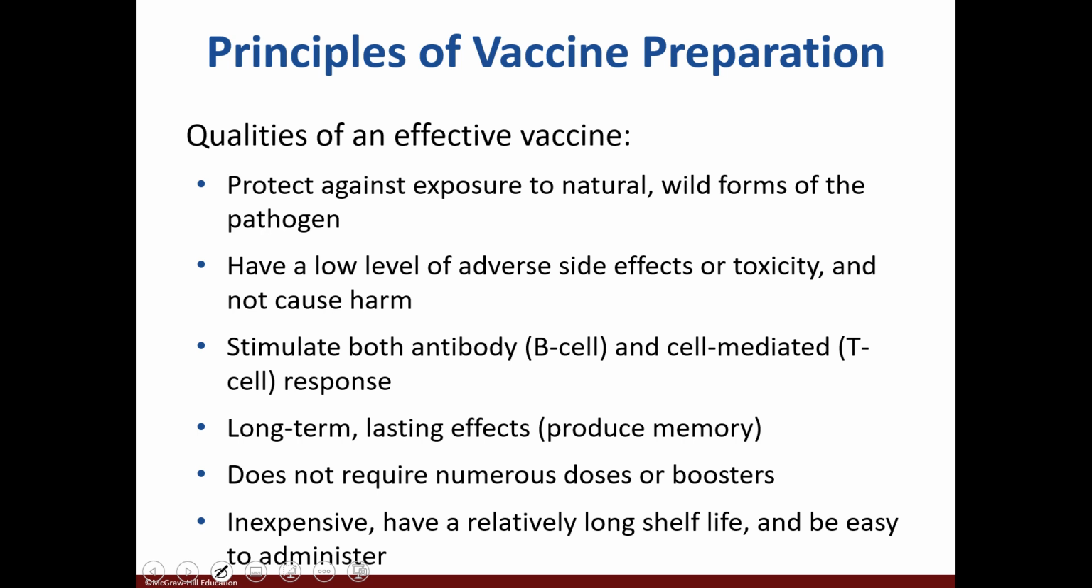Just as germicides have desirable characteristics, so do vaccines. They should protect against natural as well as wild forms of a pathogen and have a low level of side effects and toxicity. The vaccine should stimulate all lymphocytes and generate memory. We also should not require a significant amount of doses. They should also be affordable, have a long shelf life, and be easy to administer.